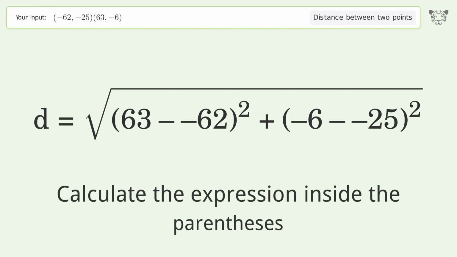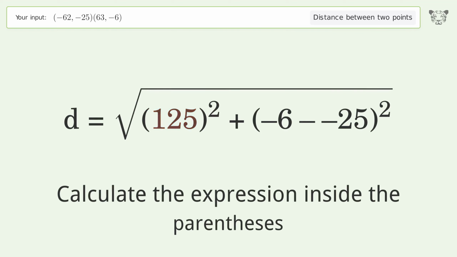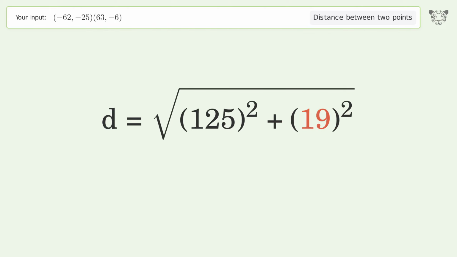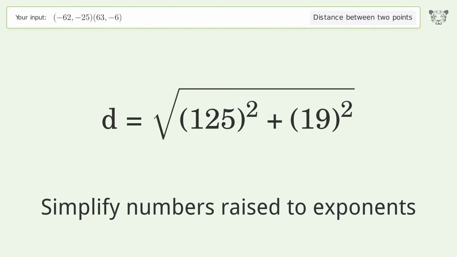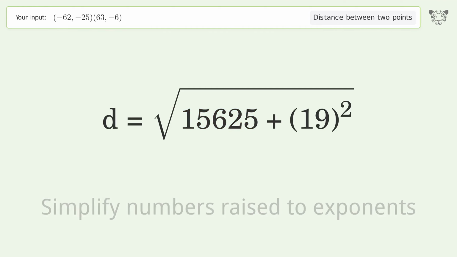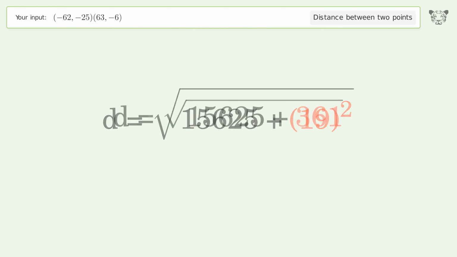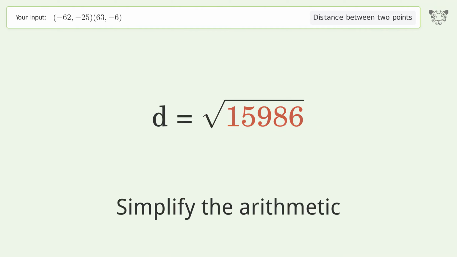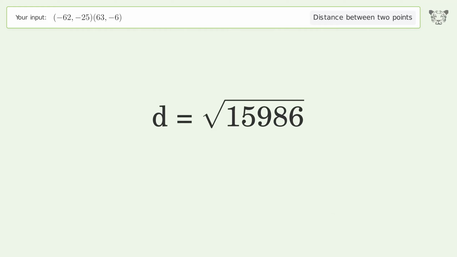Calculate the expression inside the parentheses. Simplify numbers raised to exponents. Simplify the arithmetic. And so the distance between the 2 points is the square root of 15,986, or 126.436.